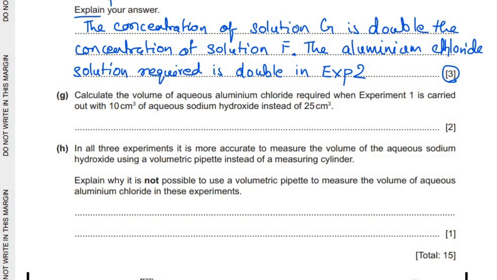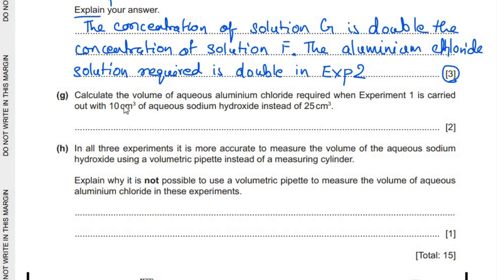Now we need to understand that one mark is for stating that the concentration of solution G is more. The second mark is for giving the reason why we found that the concentration of G is greater, and the third mark is for saying that it is double. If we just write that the concentration is more, we'll only get 2 marks, but if we specify that the concentration of solution G is double, then we get the third mark.